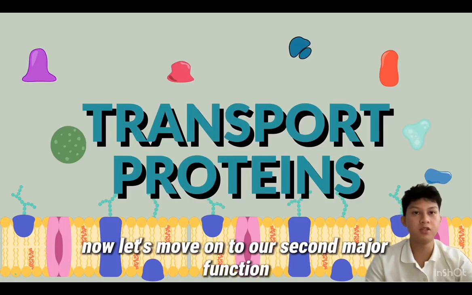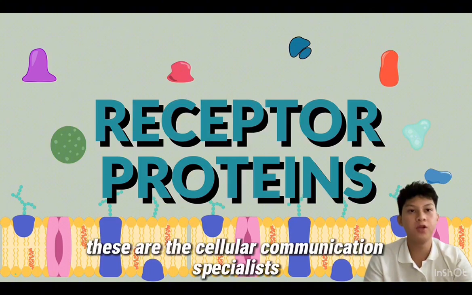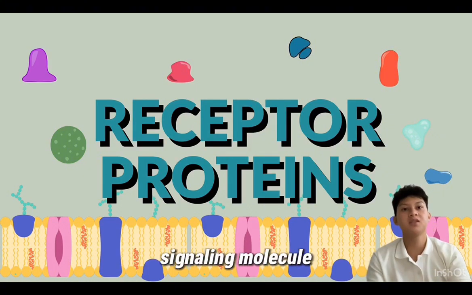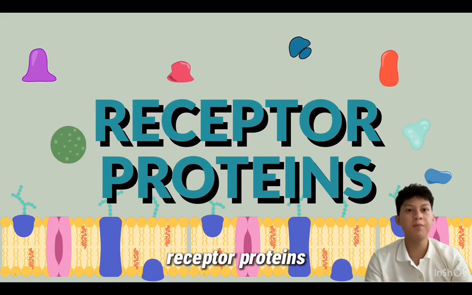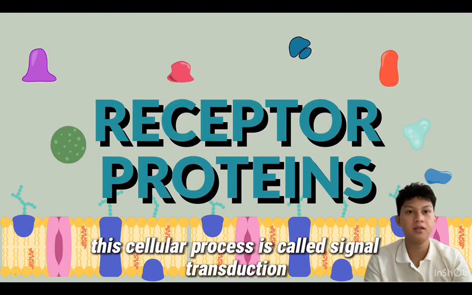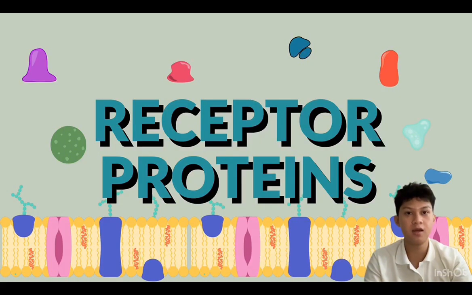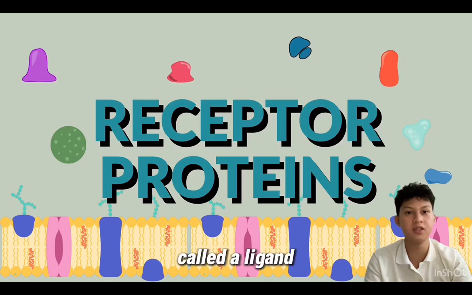Now, let's move on to our second major function, receptor proteins. These are the cellular communication specialists, and they can be defined as proteins that bind to a specific signaling molecule and initiate cellular responses. Receptor proteins are the key initiators of the signal transduction pathway. This cellular process is called signal transduction, also known as cell signaling, and it involves 3 key steps: reception, transduction, and response. First, the receptor recognizes and binds to a specific signaling molecule called a ligand.